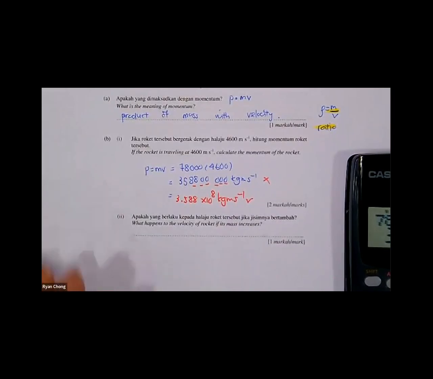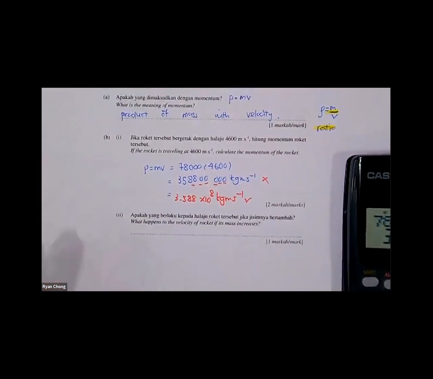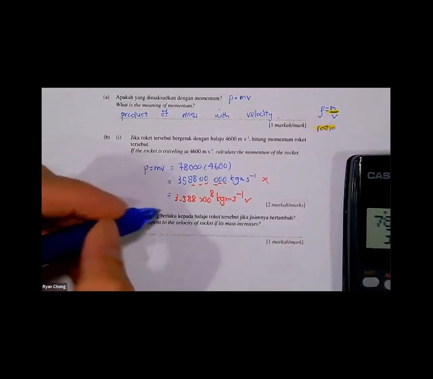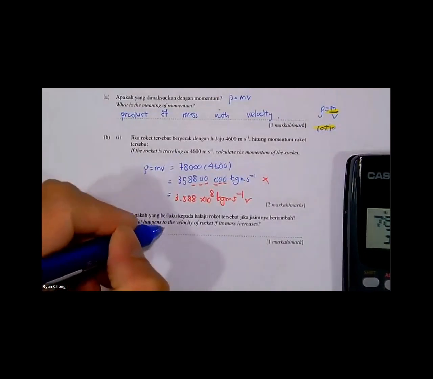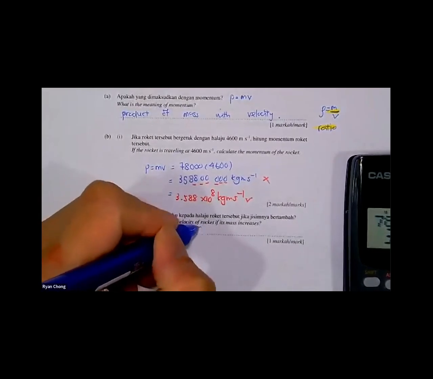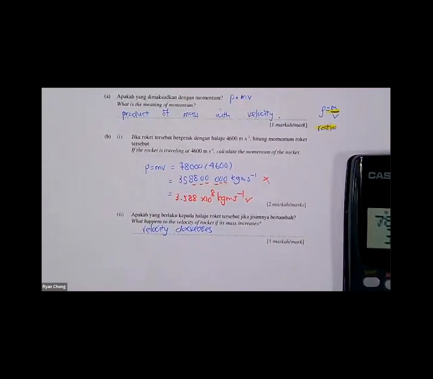Okay. So what happened to the velocity of the rocket if the mass increases? Definitely your velocity will decrease. So when you say decrease, I prefer you to write velocity decreases. Don't just say decrease. Make it more perfect. Velocity decreases, right? The reason is because your object is heavier already, then your upward force will become less. Upward momentum will become less. That's the reason. Okay, so this is the first part, first page.